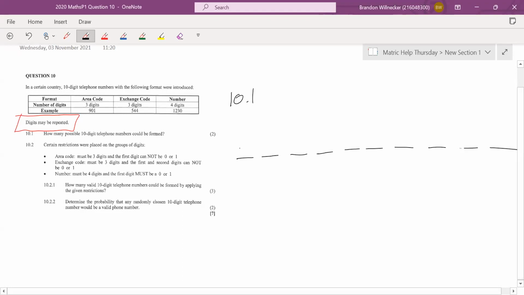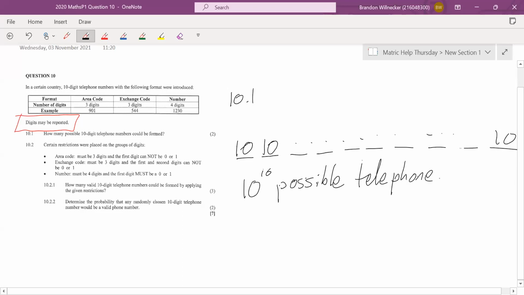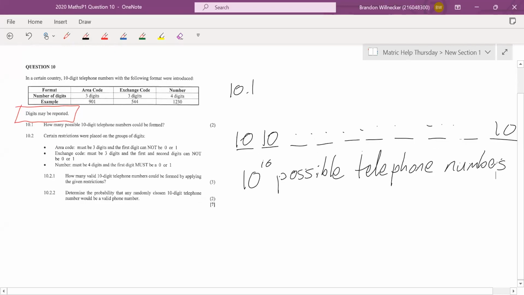So for the first digit, what can we use? We have 10 available. For the second digit, what can we use? We also have 10 available. For all of the digits, we have 10 available to us. So that's going to be 10 to the 10 possible telephone numbers. Sorry, that's a 10.